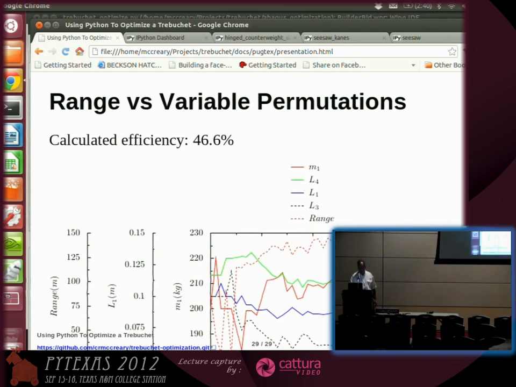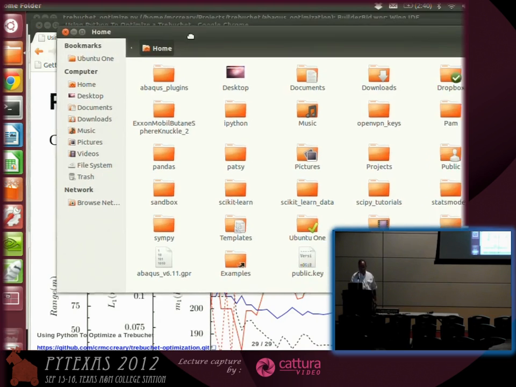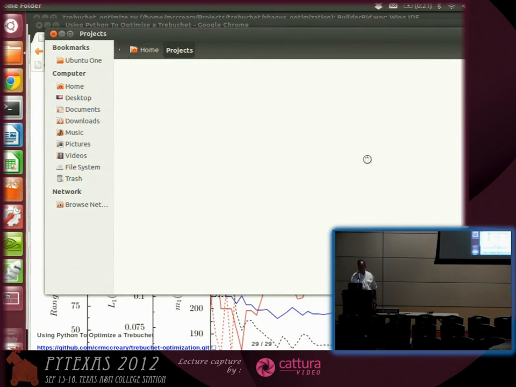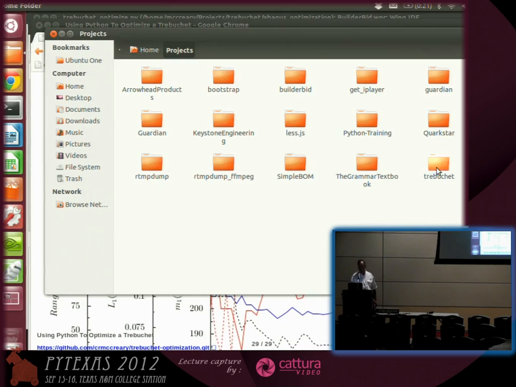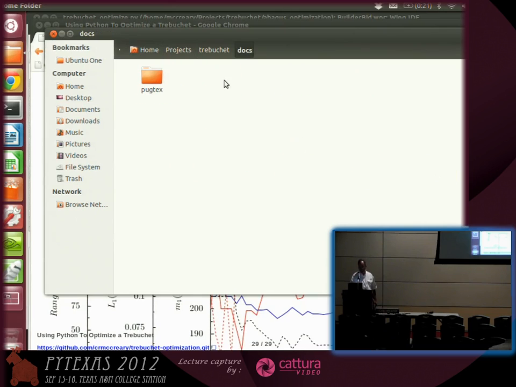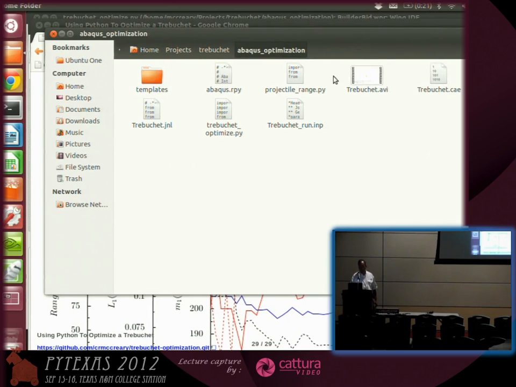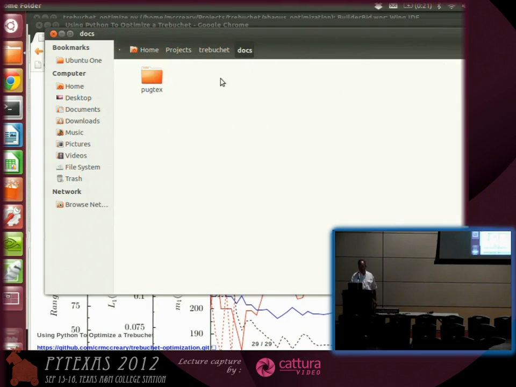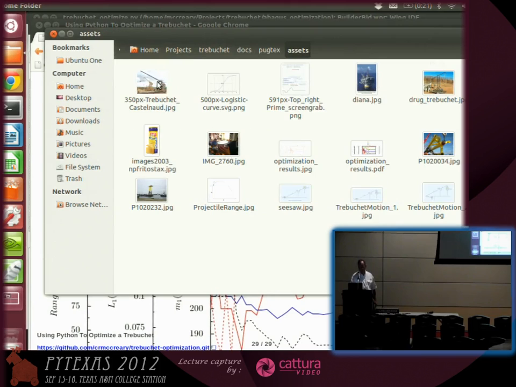Now, here are the. Well, that's no good. It's trimming it for me. Let's open up the raw PDF. Trebuchet, of course. That's where it's always been. Actually, that would be in here. AVI. Nope, be in docs. Optimization results.